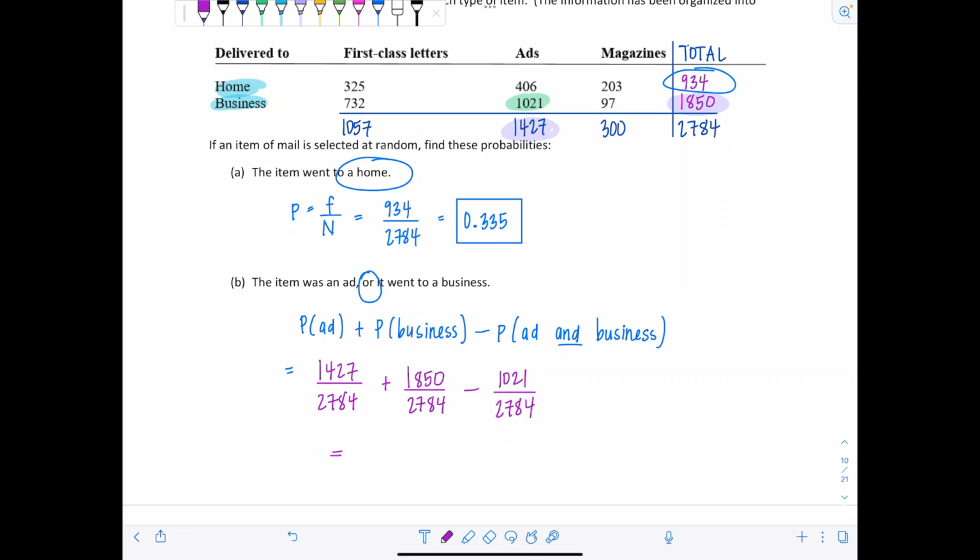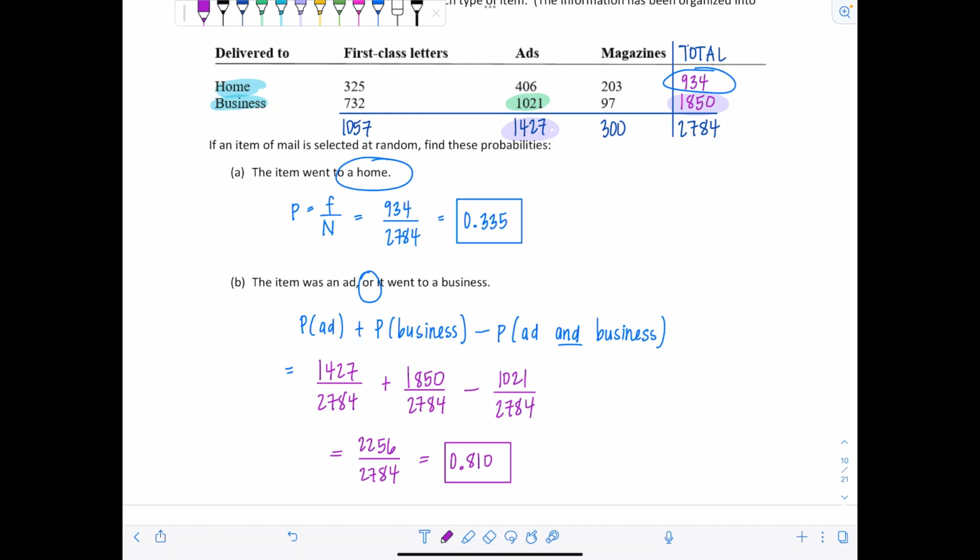Okay, so then make it a decimal at the very end. Don't get out of control. 1,427 plus 1,850 minus 1,021. That's 2,256 over 2,784. Now, can you hear me punching it in the calculator? Okay. As a decimal, that's 0.810. Good. Yes, perfect. All right, good job.